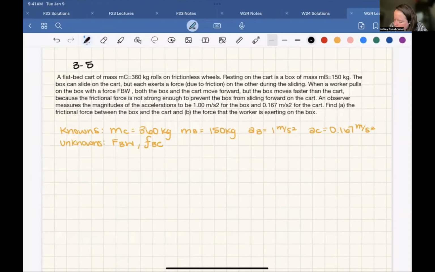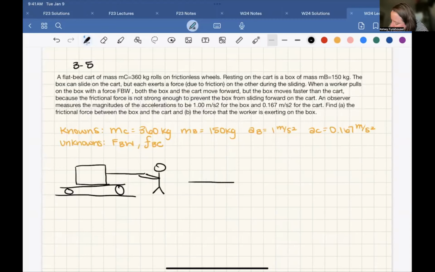Okay, picture time. Draw our situation. The ground, the wheels, they're uneven, I'm sorry. The box on top of the cart, a rope attached to the cart, worker pulling on the rope. There we go. Now let's do our free body diagrams. This is for the box.